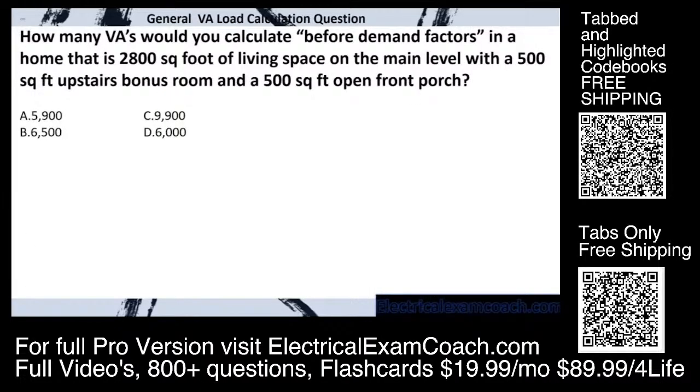How many VAs would you calculate before demand factors in a home that is 2,800 square foot of living space on the main level with a 500 square foot upstairs bonus room and 500 square feet of open front porch?